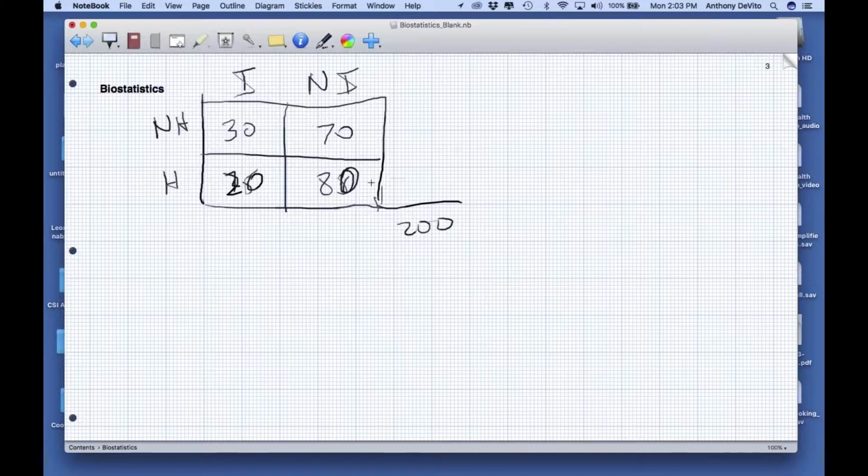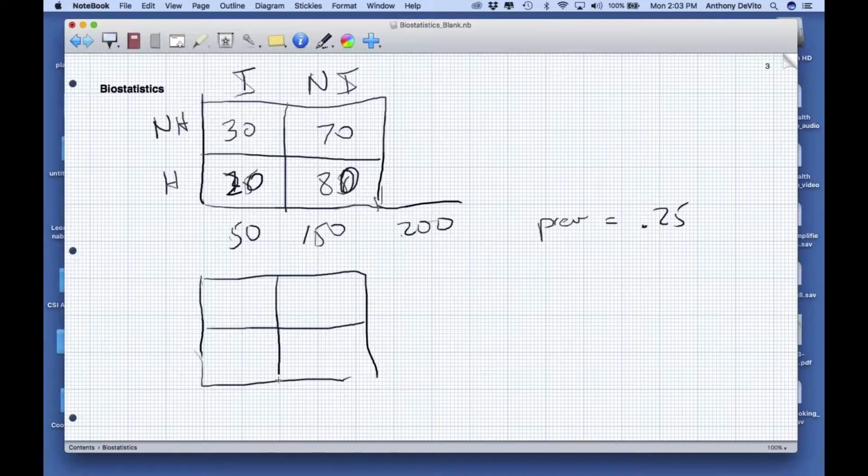Okay, well, out of this whole pot, if I ignore whether the person was wearing a helmet or not wearing a helmet, what was the prevalence of head injury in this population? Well, how many people had a head injury? 50. And 150 didn't have a head injury. So what's the prevalence in this population of head injury? 50 out of 200, it's 25%, right?